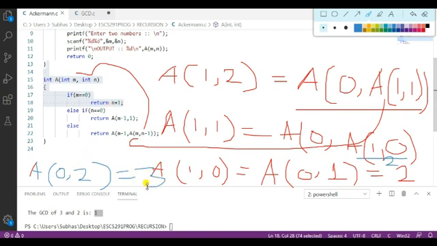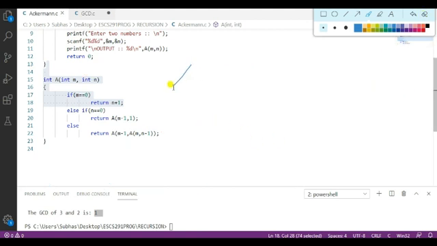When a of 0 comma 2 returns 3, that will be the value of a of 1 comma 1. So we can write here a of 1 comma 2 equal to a of 0 comma 3, right? So again, a of 1 comma 2 equal to a of 0 comma 3.